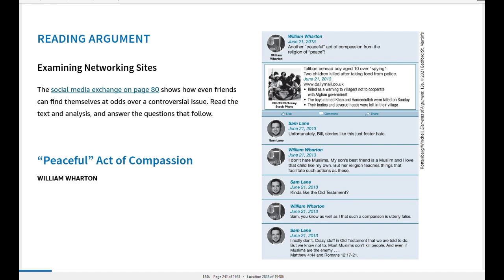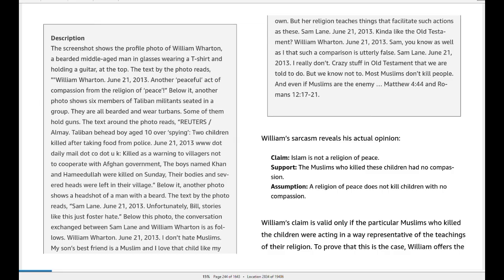Peaceful Act of Compassion, William Wharton. Follow along by looking at the visual while I read the description. The screenshot shows the profile photo of William Wharton, a bearded, middle-aged man in glasses wearing a t-shirt and holding a guitar at the top. The text by the photo reads, William Wharton, June 21, 2013. Another peaceful act of compassion from the religion of peace.